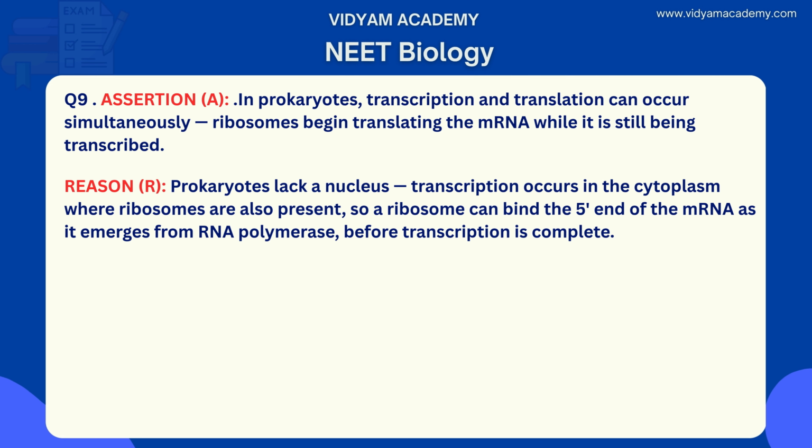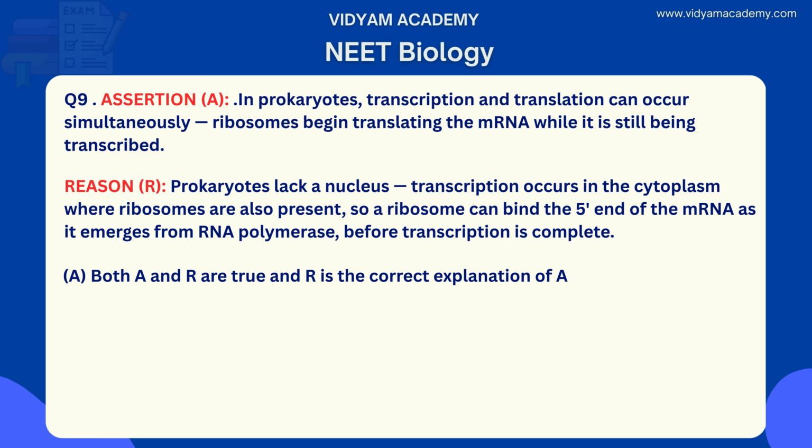Here, assertion A: in prokaryotes, transcription and translation can occur simultaneously. Ribosomes begin translating the mRNA while it's still being transcribed. Reason R: prokaryotes lack a nucleus. Transcription occurs in the cytoplasm, where ribosomes are present. So a ribosome can bind the 5' end of the mRNA as it emerges from RNA polymerase, before transcription is complete.